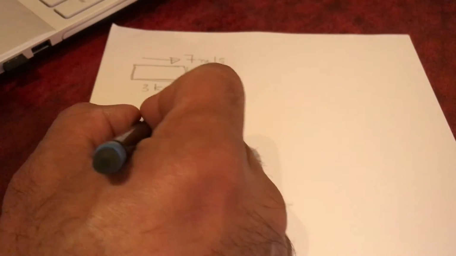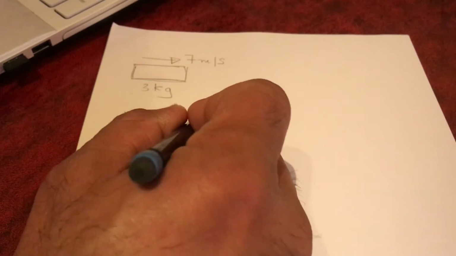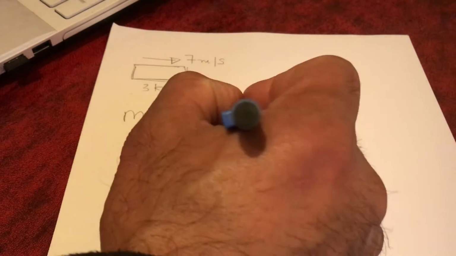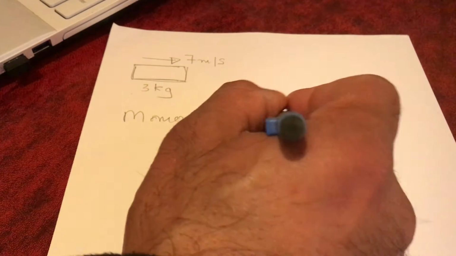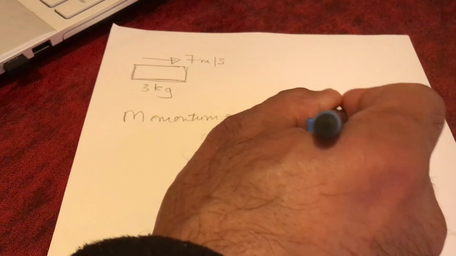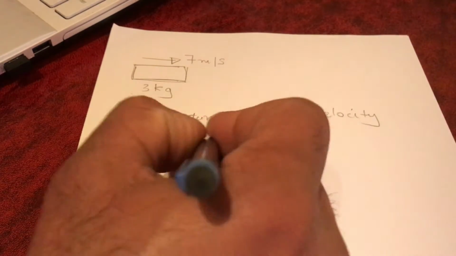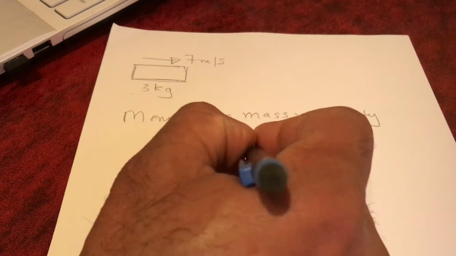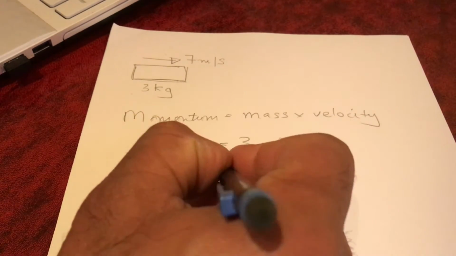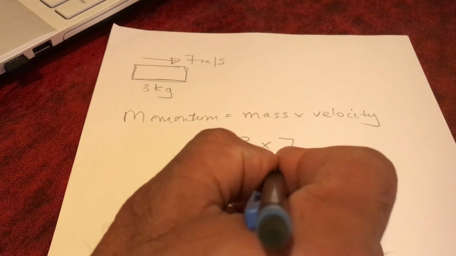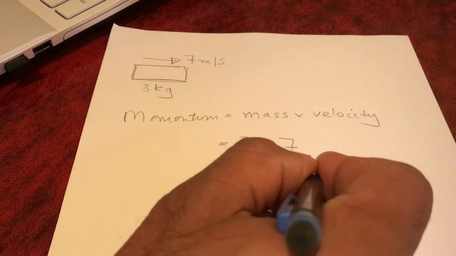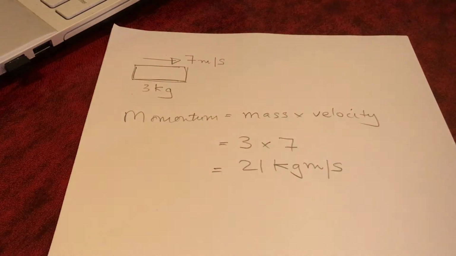So momentum is equal to the mass times the velocity, which is equal to 3 kilogram times 7, which is equal to 21 kilogram meters per second. This is basically how we calculate momentum.